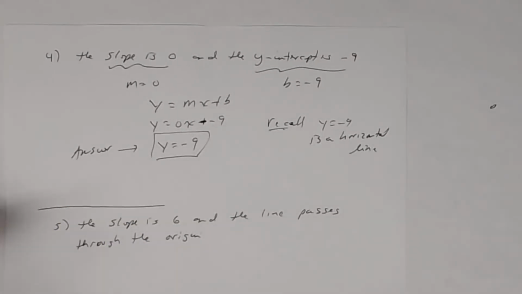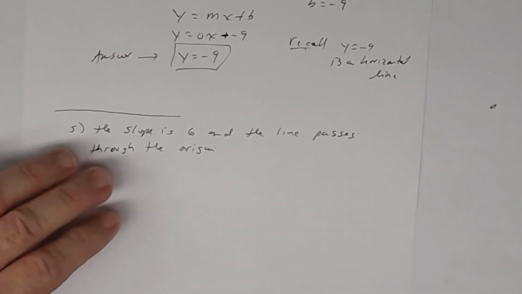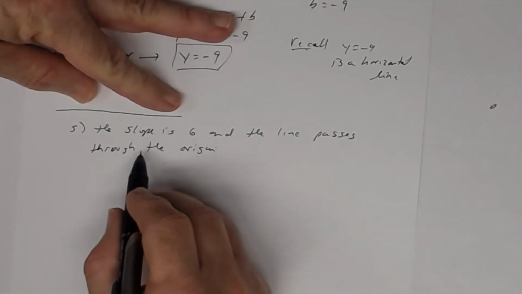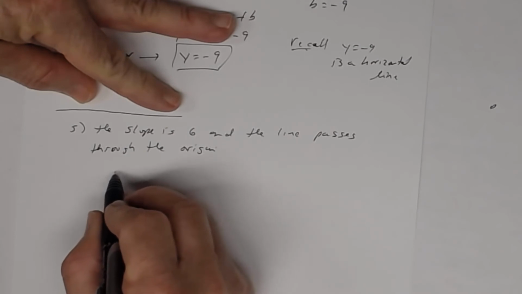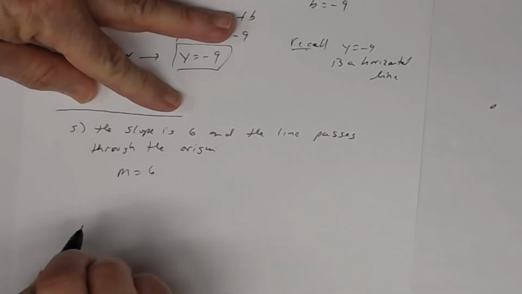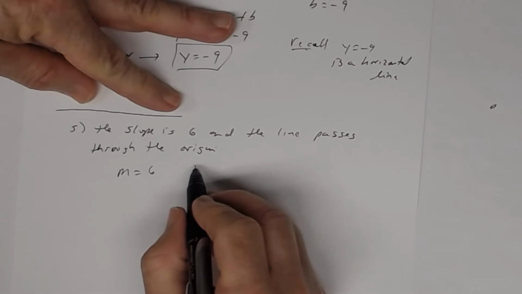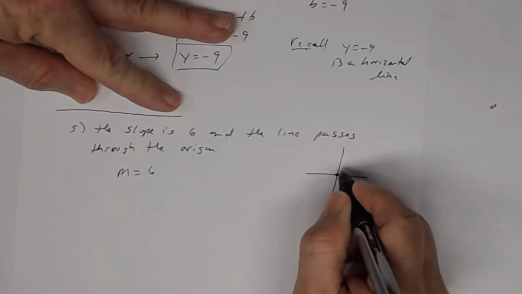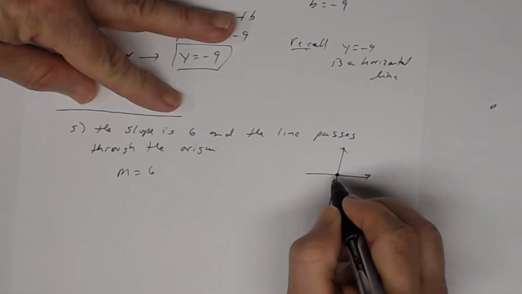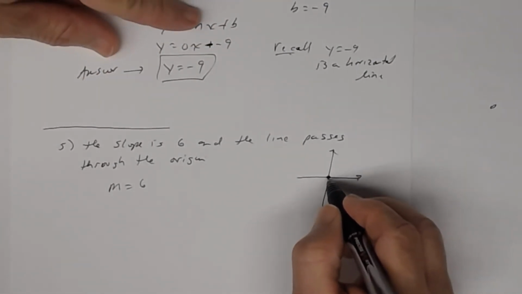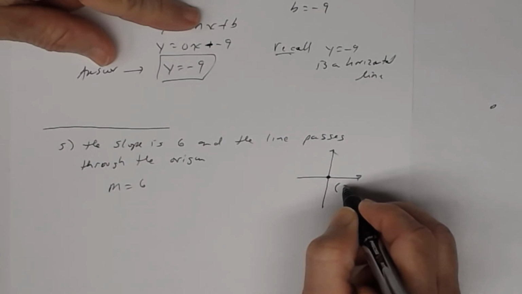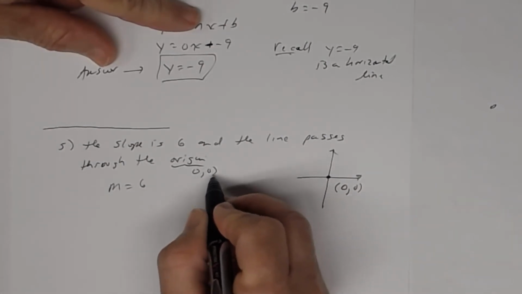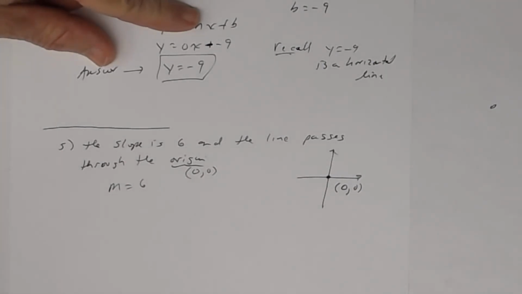And then finally, number 5. Don't make it difficult. Let's think about what we have, okay? So you're told the slope is 6, so m is 6. You're told that it passes through the origin. You've got to remember what the origin is. The origin is where the x- and the y-axis intersect. What are the coordinates of that point right here? The coordinates of that point, the origin, is 0, 0. So this right here is 0, 0. Okay? All right.